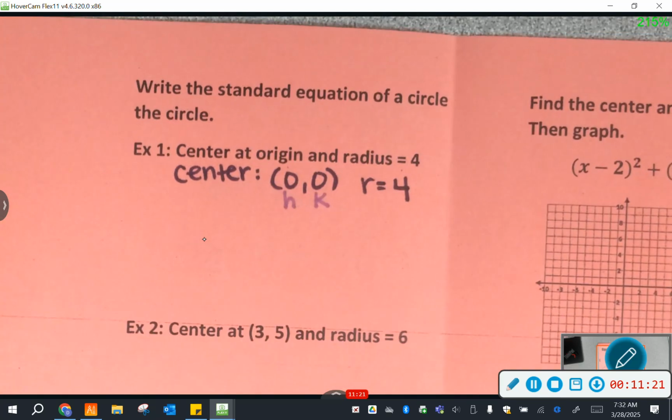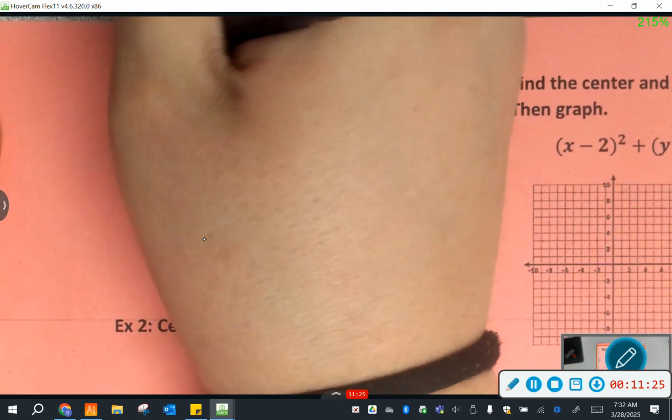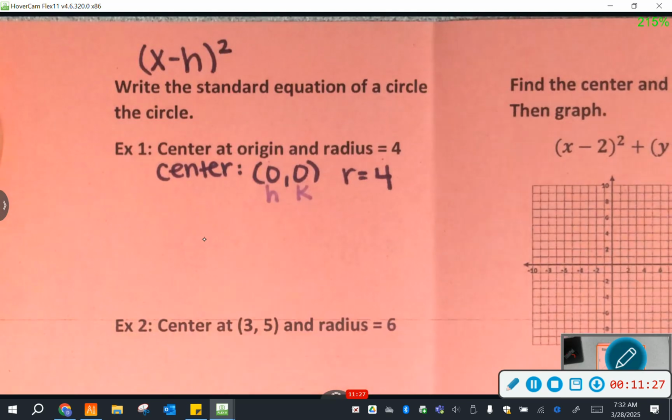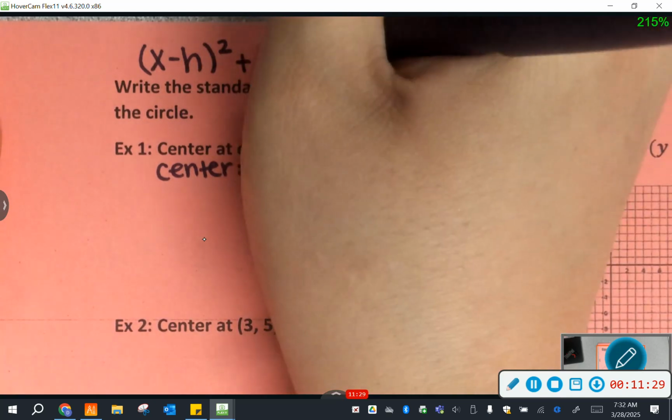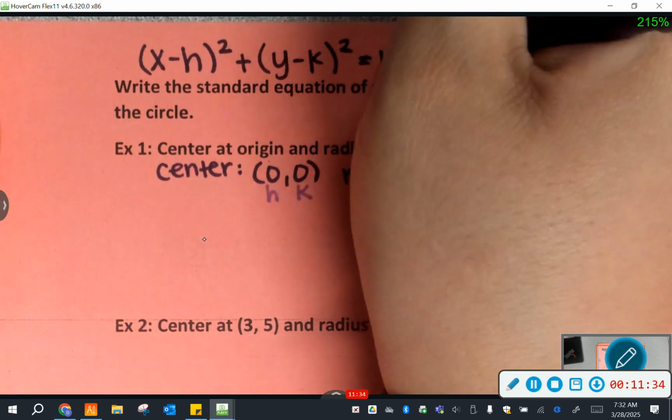Right up top, I'm going to rewrite the equation: x minus h squared plus y minus k squared equals r squared.